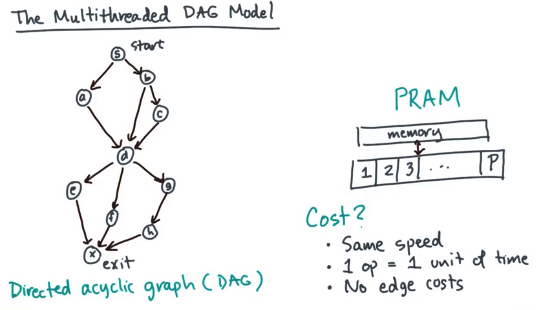To answer this question, you need a cost model. For now, I'm going to use a cost model that makes 3 assumptions. The first assumption is that all processors run at the same speed. The second assumption is that each operation takes 1 unit of time. And the last assumption is that these edges don't have any costs associated with them. So let's start with these assumptions and let's apply them to some sample DAGs.